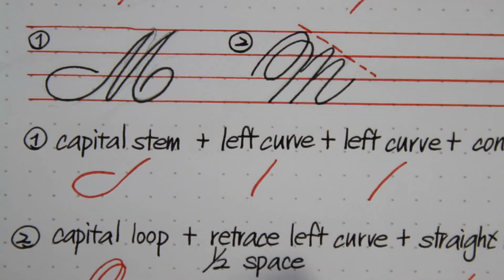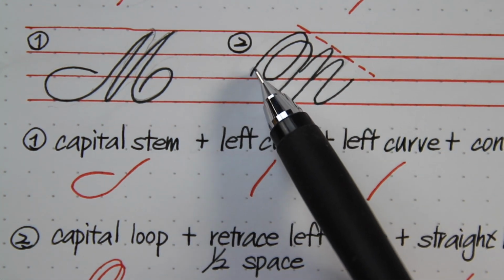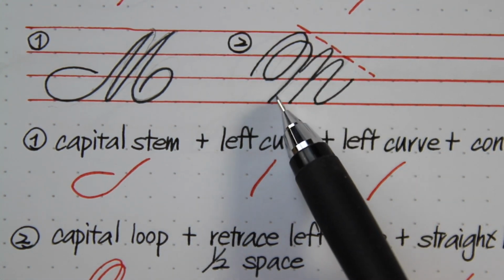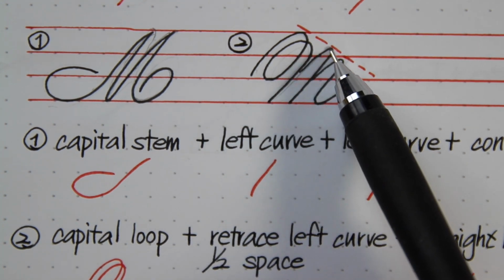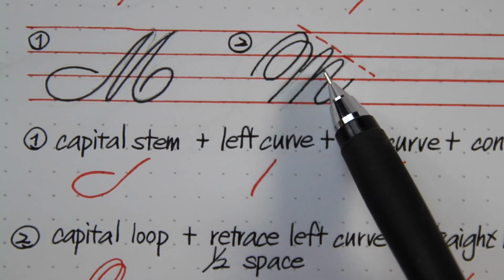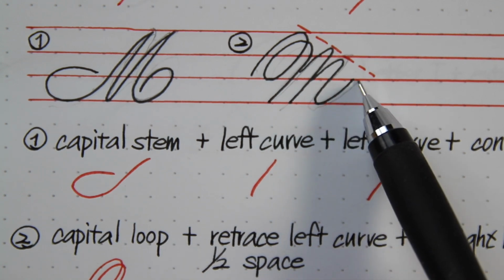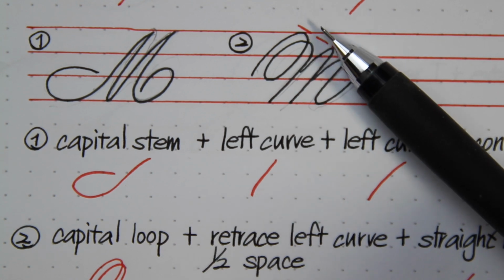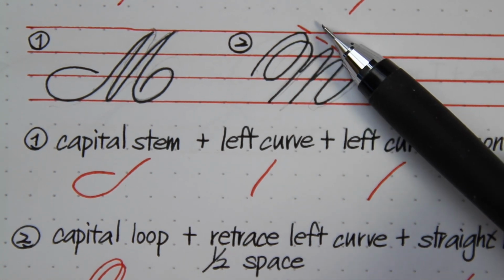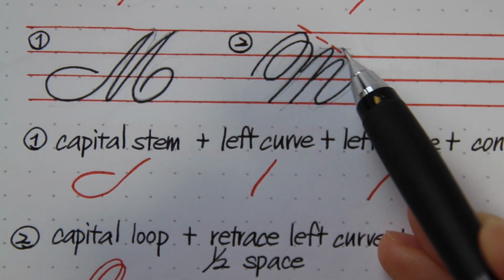So the principal 6. Another variation of the M is the capital loop, retrace half a space, half the height of the letter, left curve, straight line, left curve up again, straight line, right curve up 1 space. Notice the relationship of the humps of the M, that they should be on a slant. This makes the letter look more graceful than if it was all the same height.